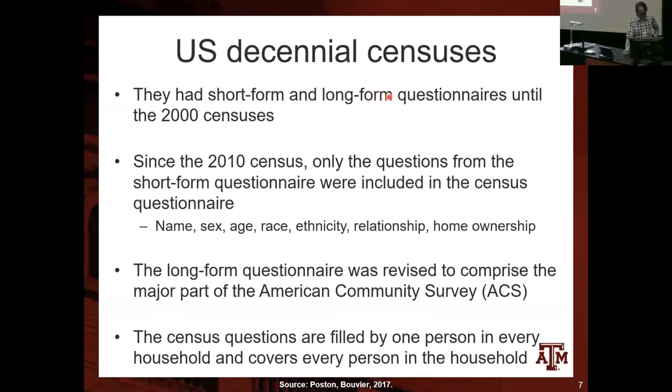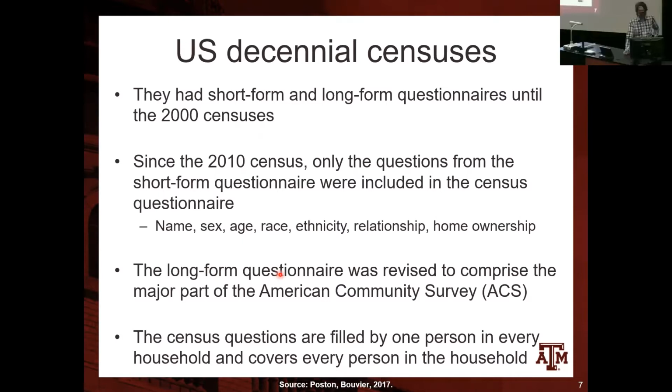The long form stopped being asked in the 2010 census. Now the long form questionnaire actually is part of the American Community Survey. And the American Community Survey started in different states at different times, starting in some states at the end of the 90s. But the American Community Survey that's representative to the whole country, and that started being asked every year with the long questionnaire, started in 2005. So 2005, 6, 7, 8, and the latest one we have is for 2018.